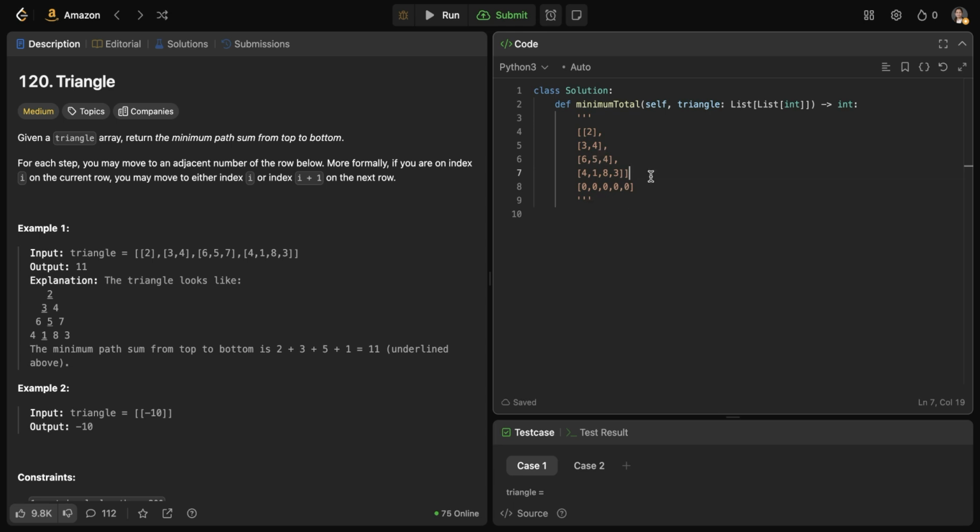Since I'm using just one row, and that row is being updated with the minimum path sum, that's how I'm computing the next row. So my space complexity would be O of n, where n is the number of rows. And my time complexity would be O of n square, where n square is the total number of elements in the triangle.